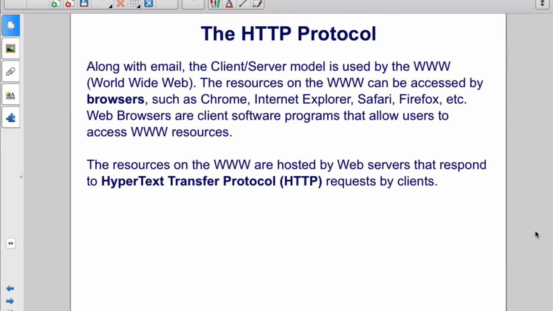Along with email, the client-server model is used by the World Wide Web. The resources on the World Wide Web can be accessed by browsers, such as Chrome, Internet Explorer, Safari, Firefox, etc. Web browsers are client software programs that allow users to access World Wide Web resources. The resources on the World Wide Web are hosted by web servers that respond to Hypertext Transfer Protocol, or HTTP, requests by clients.